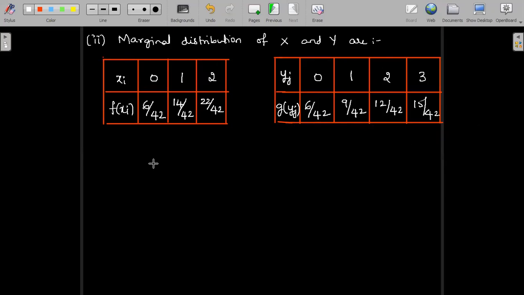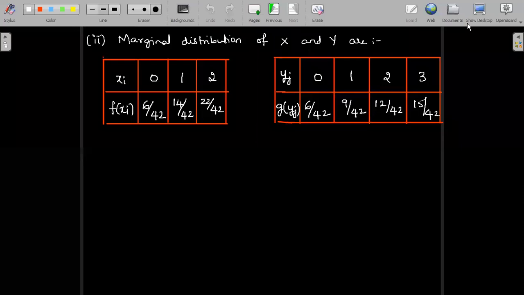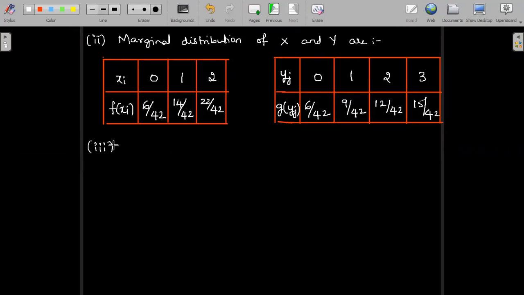So now we will find out the third part of the problem. The third part of the problem is to now find out or verify that x and y are dependent random variables. To show that x and y are dependent random variables, we have to show that f of xi into g of yj is not equal to jij. Okay, so let us first recall that definition.